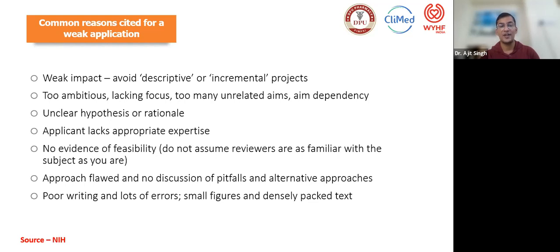Poor writing, lot of errors, small figures, or densely packed text, you should avoid those things. If these are there, then you are making a mistake and you are inviting problems, or inviting poor grades for your proposal.